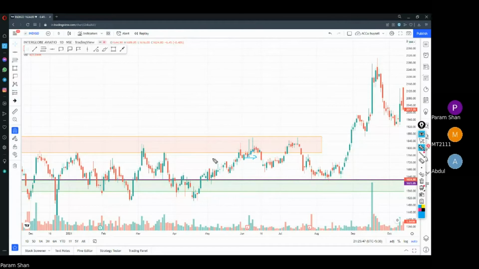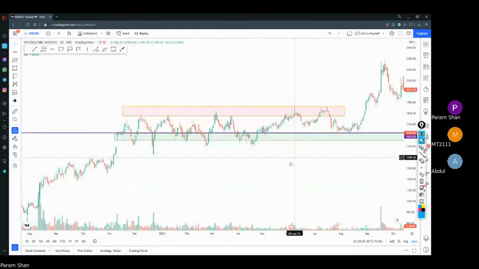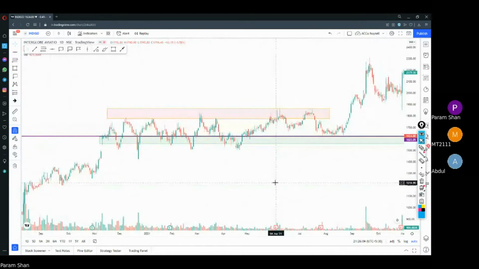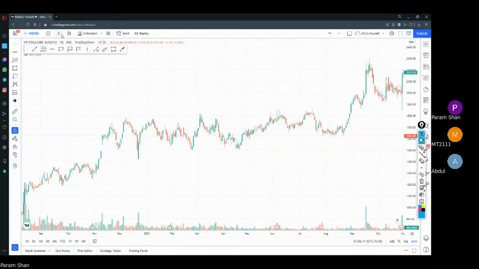So we talked about what is support and what is resistance, and what is a support zone and a resistance zone. In other words, we are going to call them demand and supply zones as well, right? Now we will talk about accumulation and reaccumulation, or distribution and redistribution, right? Since we are going to trade intraday, I will change this to 5 minutes for a better understanding.